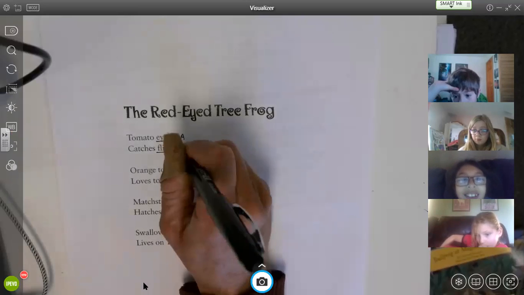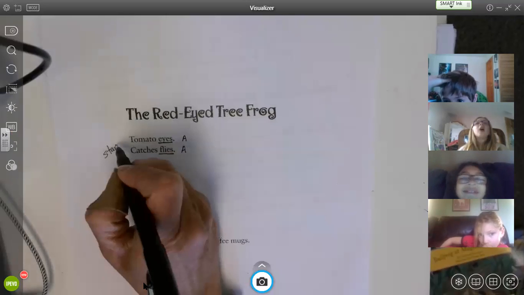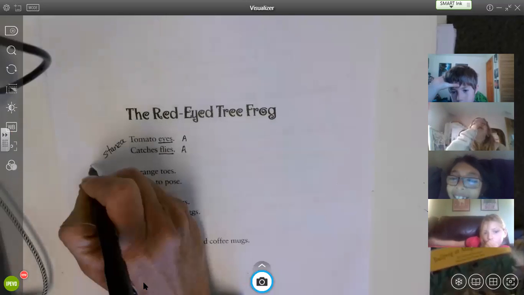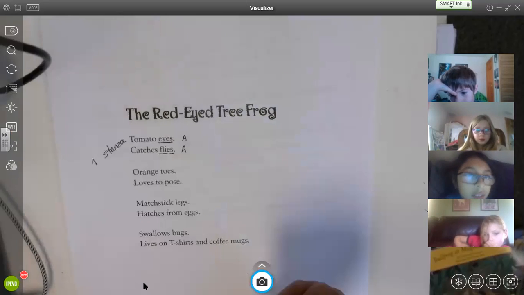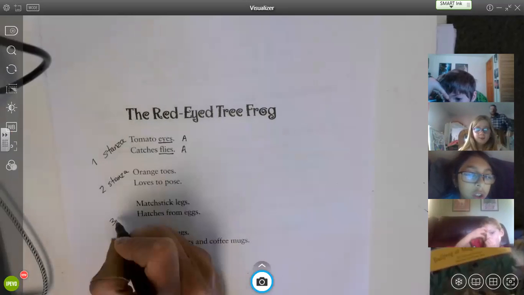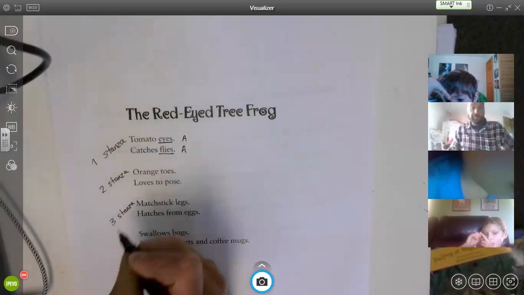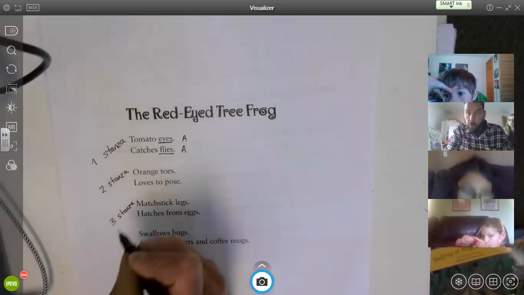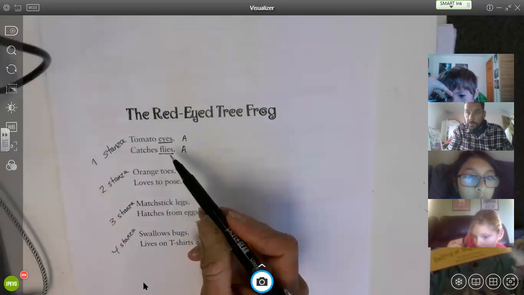Because this is one stanza, right? Mrs. Harrison talked about that today. A stanza is a group of words. It's like a paragraph in a poem. This is your second stanza. Here's your third stanza. And this is the fourth stanza. A group of sentences or words together that are related. So in the second stanza, we said this is the first, this is second, third, fourth.